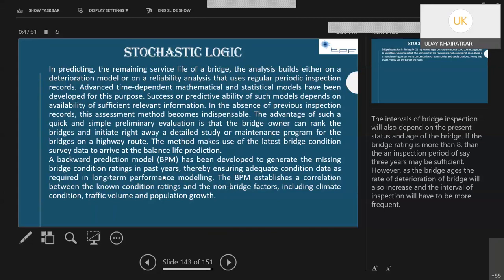A backward prediction model has been developed to generate the missing bridge condition ratings in past years. So based on the present condition, we can predict what had happened earlier, thereby ensuring adequate condition data as required in long-term performance modeling. The BPM established a correlation between the known condition rating and the non-bridge factors, including climate condition, traffic volume, and population, with other factors also taken into consideration.